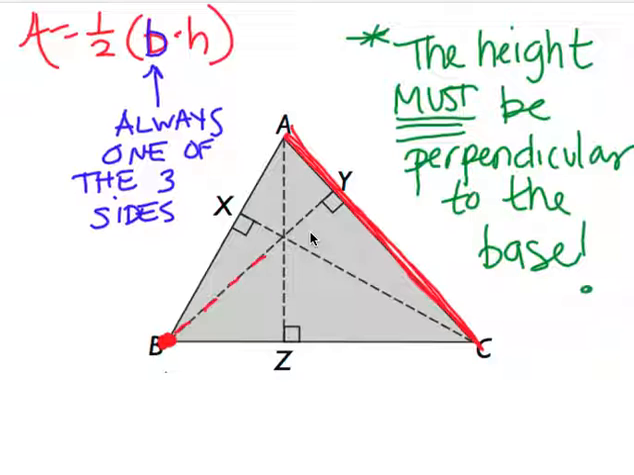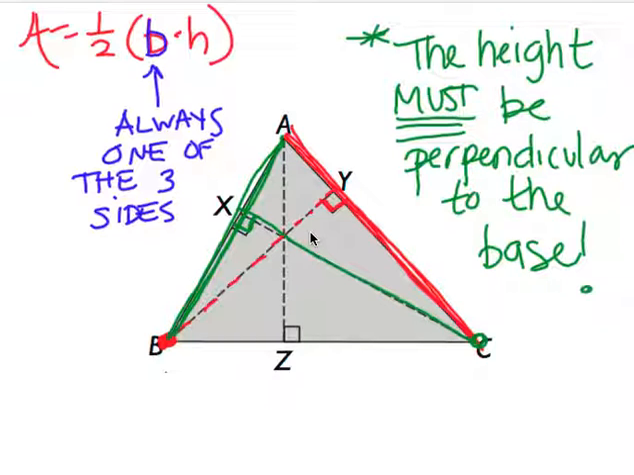This dashed line here is exactly perpendicular to the base, which would mean that BY is the height when AC is the base. And then finally, if I wanted to use AB as my base, then of course CX would be my height, because it is again directly perpendicular to AB coming from point C, or vertex C.